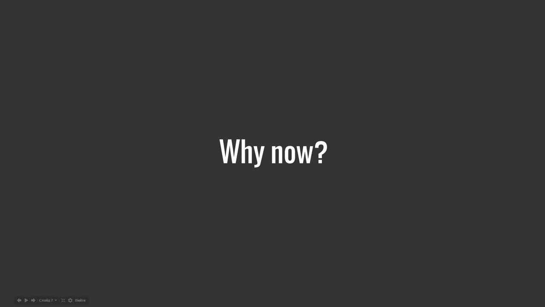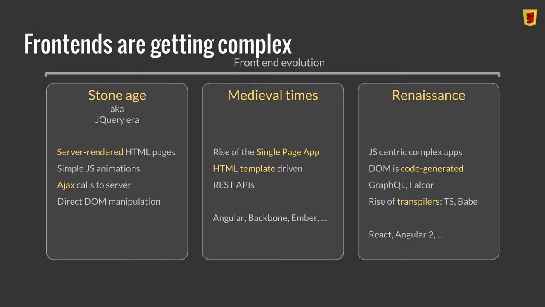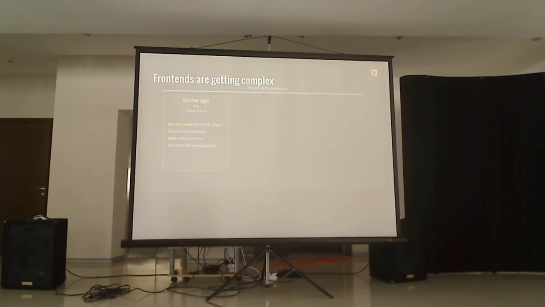So why is Scala.js important right now? Well, we know that front-end stuff is getting complicated. If you look at the old stuff like 10 years ago, it was really simple. You were just producing HTML files and maybe a little bit of JavaScript to do some animations and stuff like that. But it was all on the server side.